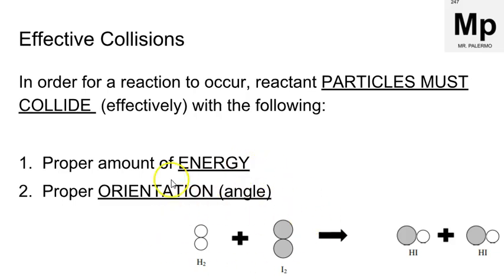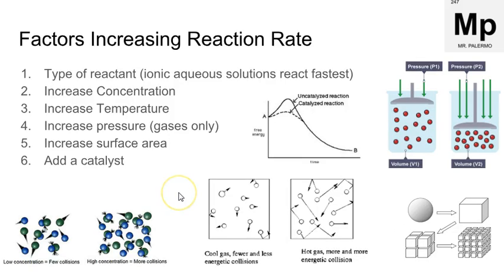So if we look at these particles here, in order for them to react and form these two new substances, they have to have the proper energy, we call that the activation energy, to get the reaction going, and also the right orientation. So if these particles were, let's say, linear and they collided, then we wouldn't get the formation of these two HI molecules. So they need this orientation to be correct as well. So not every collision is going to be effective.